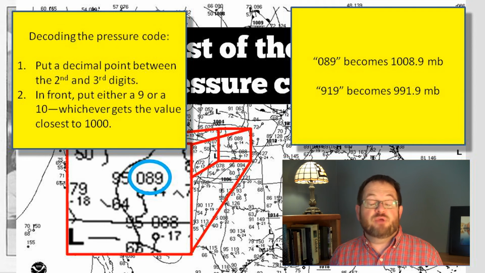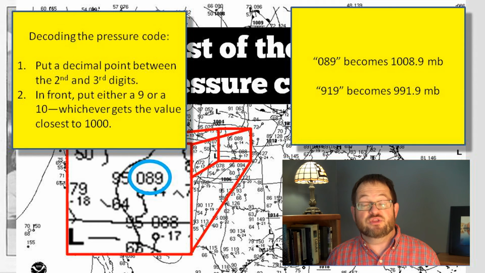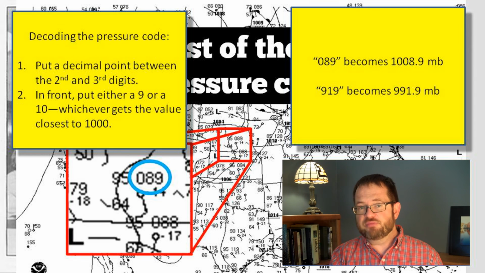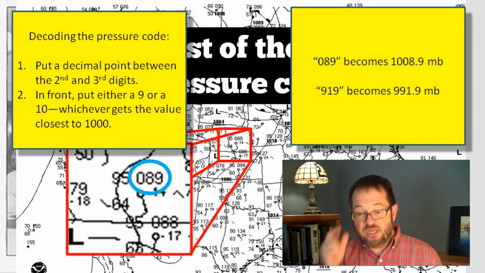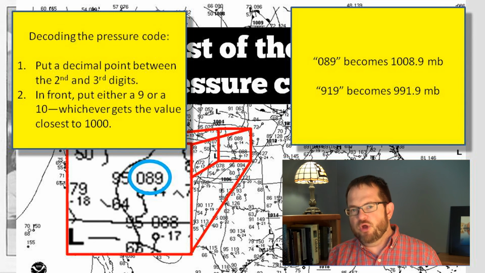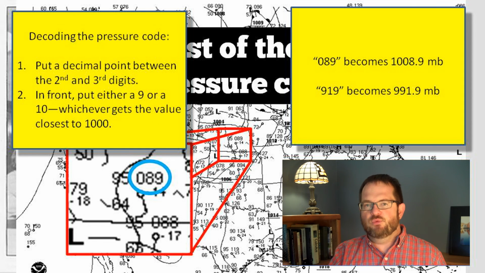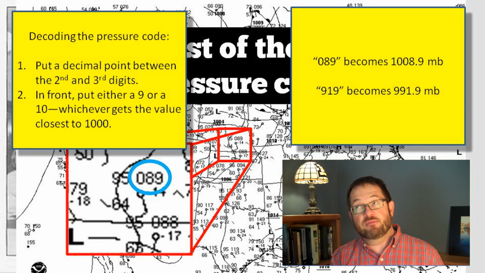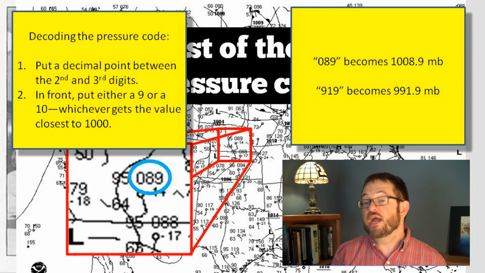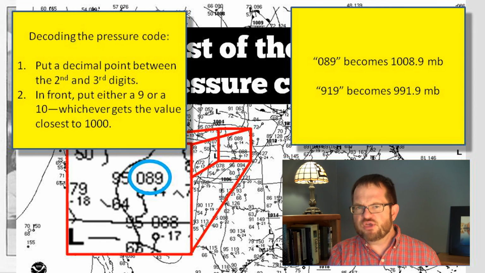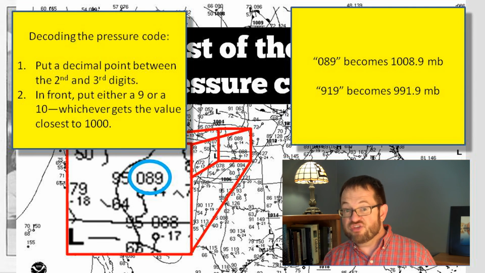In the same way, let's say the pressure code that was written there was 919. Well then, we know we put a decimal place between the second and third digits, so it's 91.9. Then we either are going to put a 9 or a 10 in front of that, so it's either 991.9 or it's 1091.9. Well, you choose whichever one is closer to 1000 millibars, so that would apparently be 991.9 millibars. Okay, so there's some questions towards the end of the lab activity where you have to use those kinds of skills to decode a weather map.